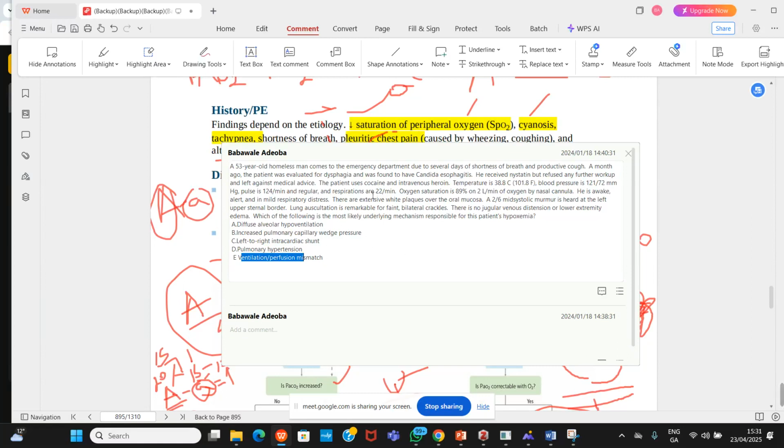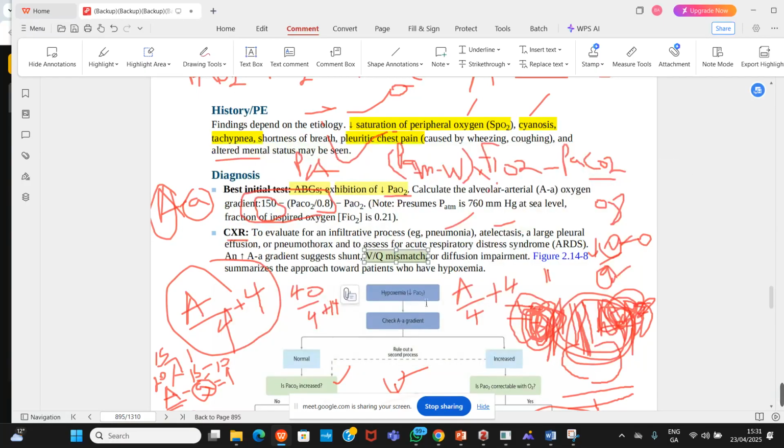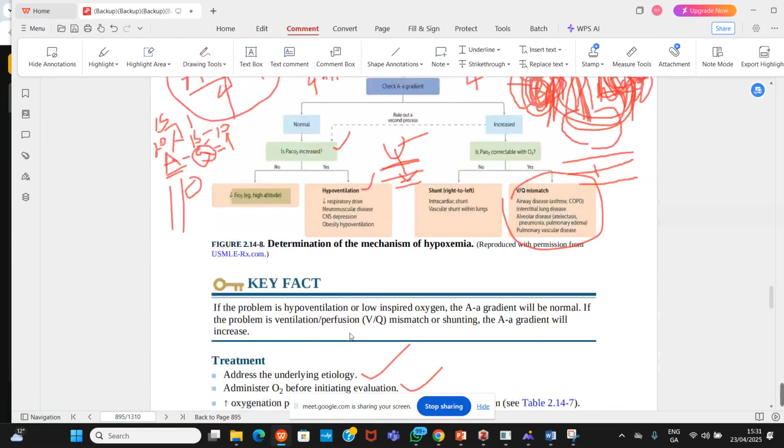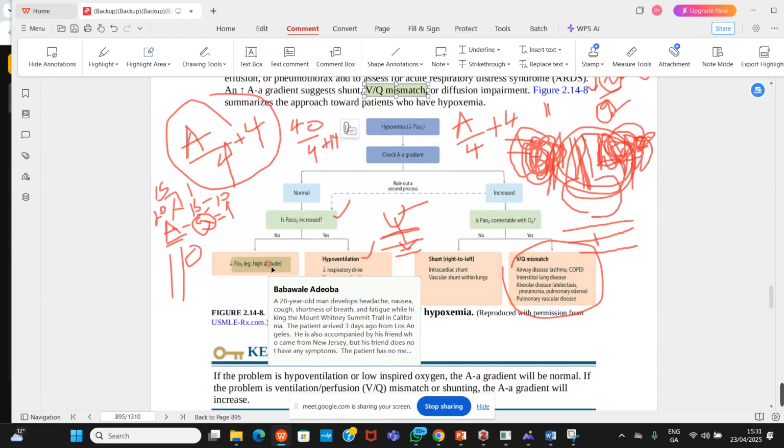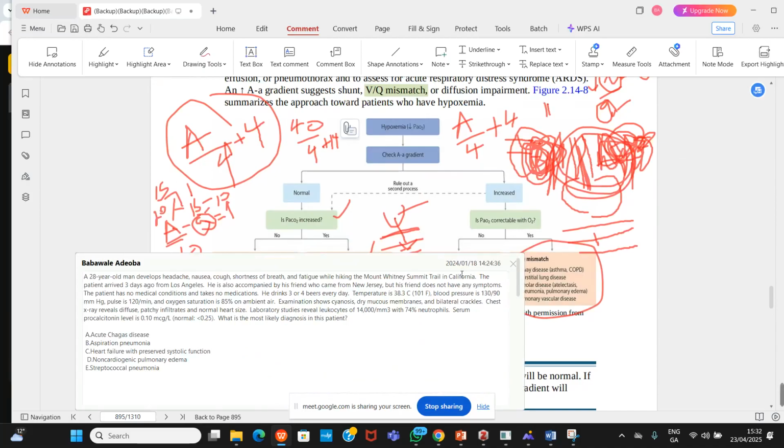Alveolar hypoventilation, no. It won't explain the crackles, and it doesn't relate to candida. This person having cough and shortness of breath, can't be thinking of hypoventilation. The respirations are even 22, so it's not hypoventilating. Increased pulmonary capillary wedge pressure, what is this one saying? What's the diagnosis for this? Heart failure. This is not heart failure. Left to right shunt, this is not a VSD. Pulmonary hypertension, it doesn't even make sense. So that is VQ mismatch from pneumonia.